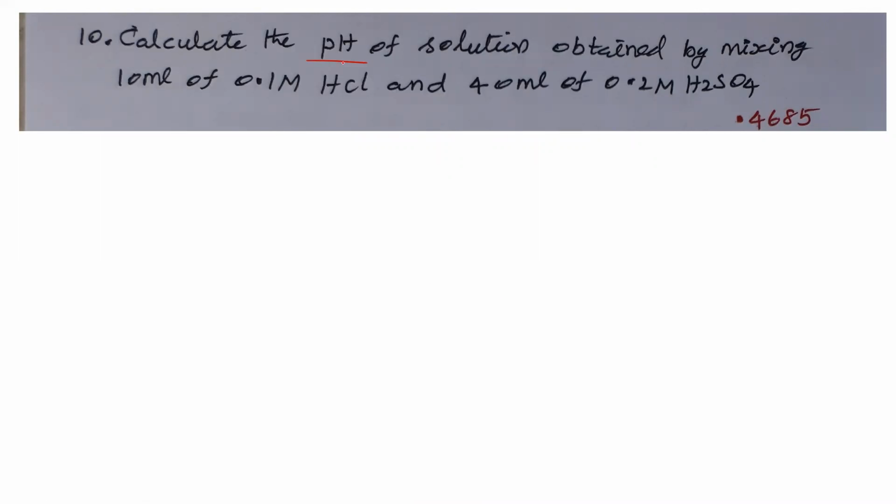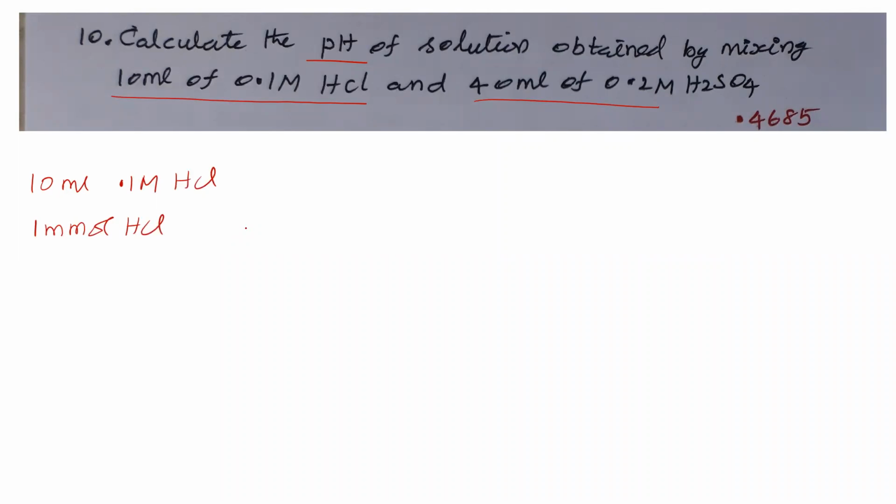Calculate the pH of the solution obtained by mixing 10 ml of 0.1 molar HCl and 40 ml of 0.2 molar sulfuric acid. So now we will take 10 ml of 0.1 molar HCl. Let us multiply volume and molarity, and we will get the millimoles of HCl.